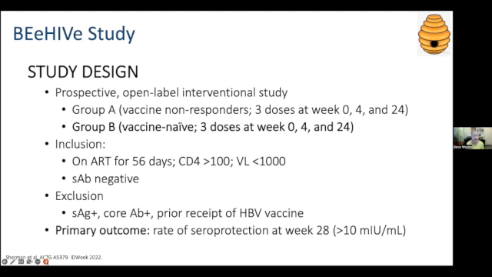Patients to be included had to be on antiretroviral therapy for at least a couple months or so and demonstrate some clinical response to treatment. Of course, they had to be surface antibody negative and could not have chronic hepatitis B infection, including they could not have surface antigen. And then they also could not be isolated core antibody positive or have received the hepatitis B vaccine previously. And then the primary outcome, which maybe I misspoke and said the study was looking at efficacy, it was looking at rates of seroprotection at week 28, as defined as a titer greater than 10.